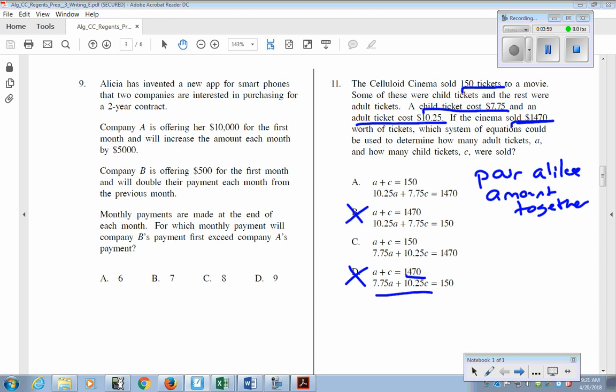Now I'm looking at the differences between C and A, and hopefully you see those differences are with the variable. In this case it says a child ticket costs $7.75. That means it should be 7.75c, and adult tickets $10.25, so the 10.25 should go with A. For that reason, we can pick answer A. So again, use a little process of elimination. We want to pair like amounts together, but at the same time, you want to make sure that those variables, what they represent, which are clearly defined in the question, match up with what the equations represent. And notice how the differences between each choice are pretty small.